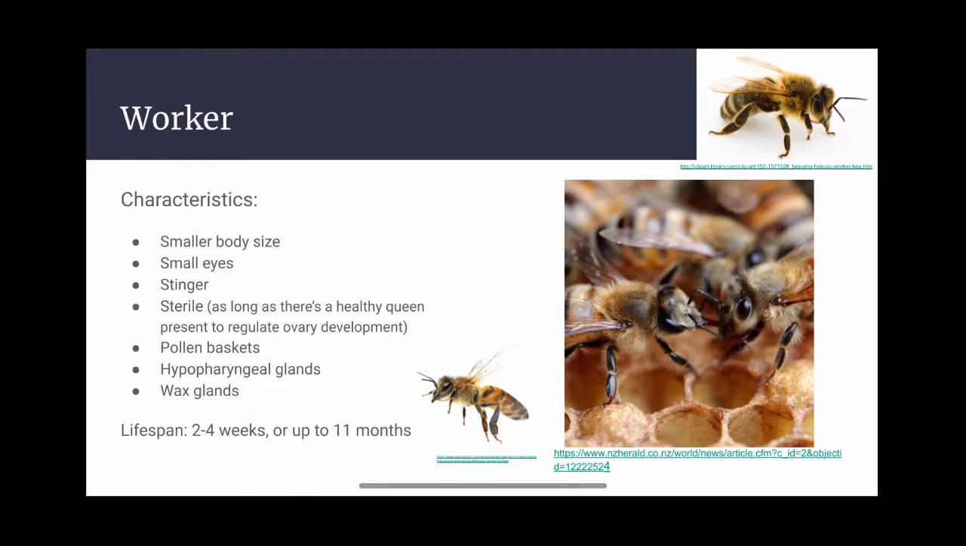The worker bees have a much smaller body size. They have small eyes and a functioning stinger. They are also sterile compared to the fertile queen. They have hypopharyngeal glands so that nurse bees are able to feed the larvae and the brood, and wax glands for building new comb. During the summer, workers typically live 2 to 4 weeks, but if they live through the winter, they can live up to 11 months in certain cases.